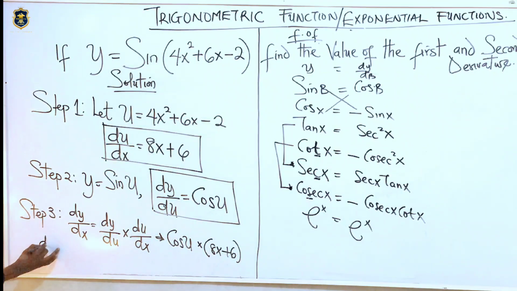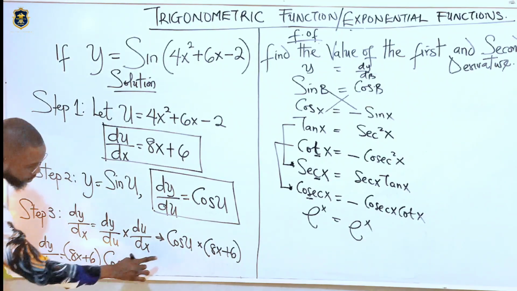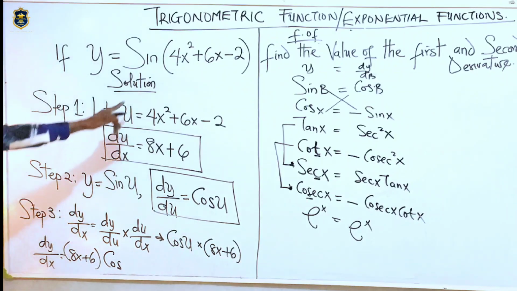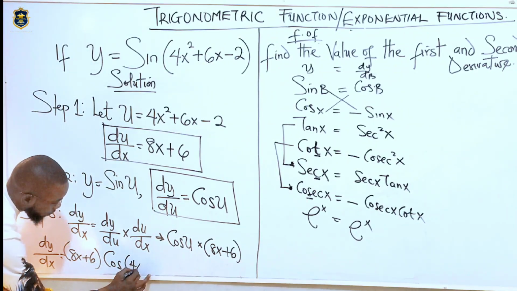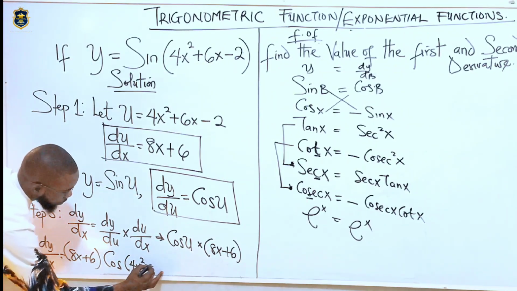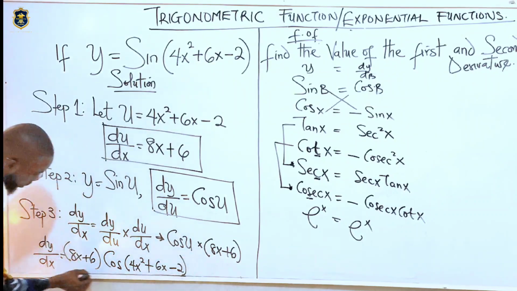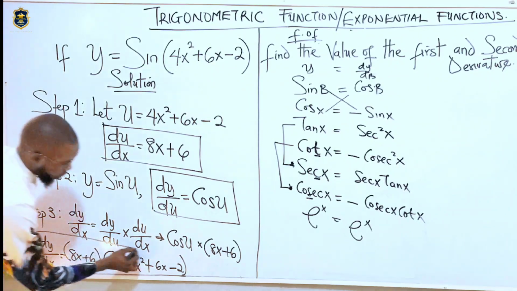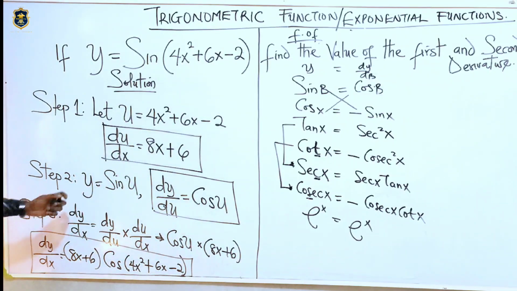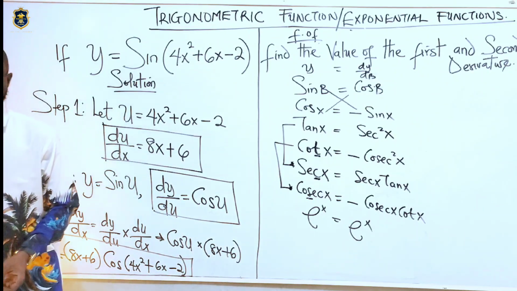And then we rearrange, so that our dy over dx becomes 8x plus 6 times cos u. What's u now? Go back to u and put 4x squared plus 6x minus 2. This is the answer. Simple answer to that. And of course, there are easier ways of doing this.